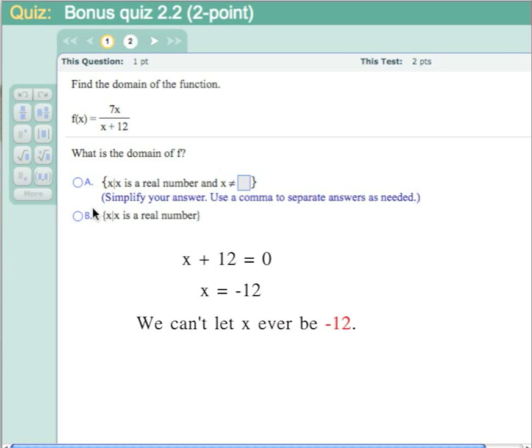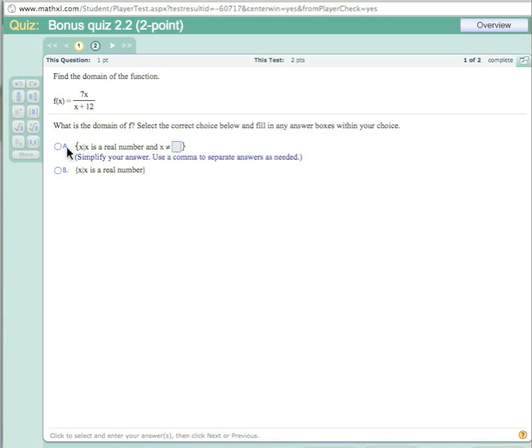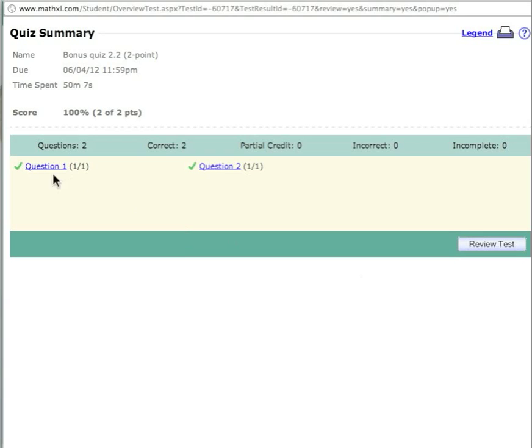You look at the alternatives here. Set-builder notation is read x such that x is a real number and x is not equal to negative 12, as opposed to b, where x such that x is a real number. Remember, the default condition when you just have math is R, every possible real number. And then you're going to look at what situations it's prohibited, in this case dividing by 0. We said it is going to be this, x can't be negative 12, and sure enough, we got both questions correct. I hope that helps.